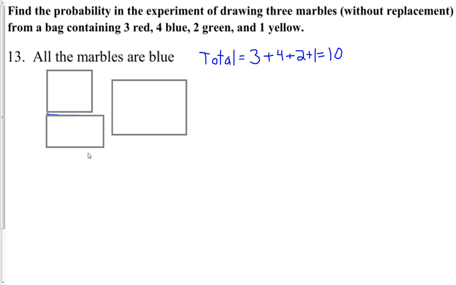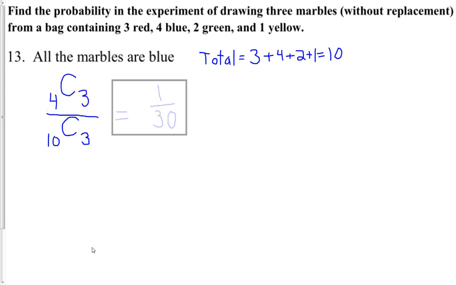And the reason why that's important is because our bottom number, our total number of ways to do this, would be 10 combination 3, right? How many groups of 3 can we make? So it's a combination. Now, how many ways can we get blue? Well, we're going to have 4 blue options, and we're going to choose 3 of them. So 4 combination 3 over 10 combination 3 gives us 1 over 30.